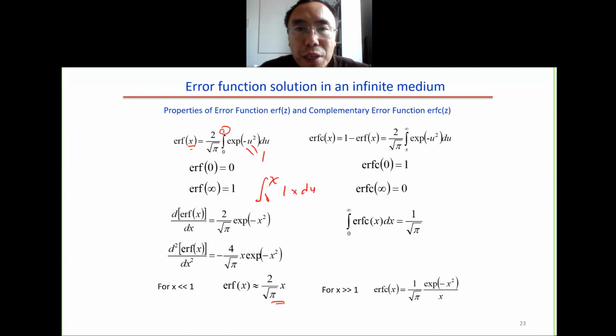So the complementary error function equals 1 minus the error function. When x equals 0 it equals 1, and at infinity it equals 0. For the integration of the complementary error function, it is given by 1 over square root of pi. For the case of x much higher than 1, we have this formula here. I'm not sure how to derive this one, but now I can show you how to derive this equation here.